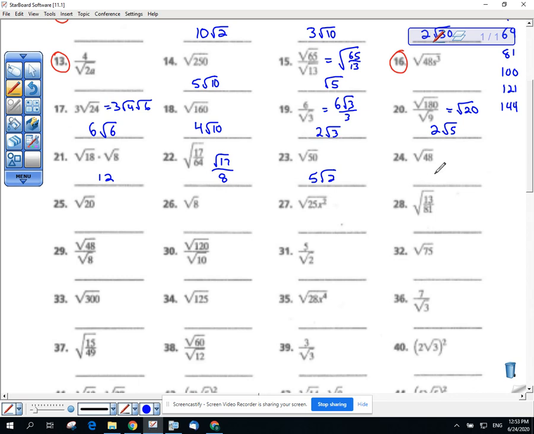I told you I was going to go fast. Here you can take out root 16. So root 16 root 3 is 4 root 3. Here you can take out a 4. This would be 2 root 5. Next would be 2 root 2. We're going to come back to that.